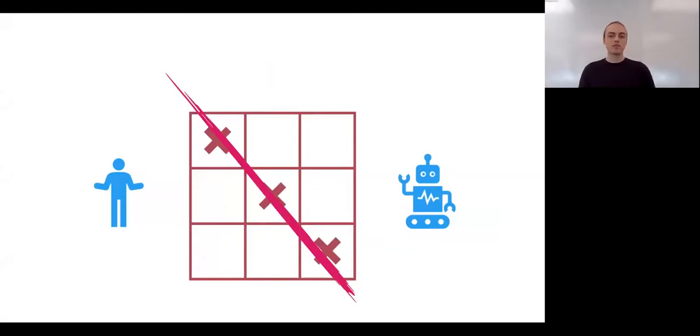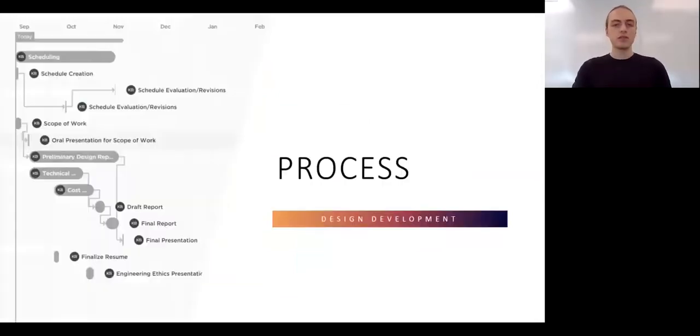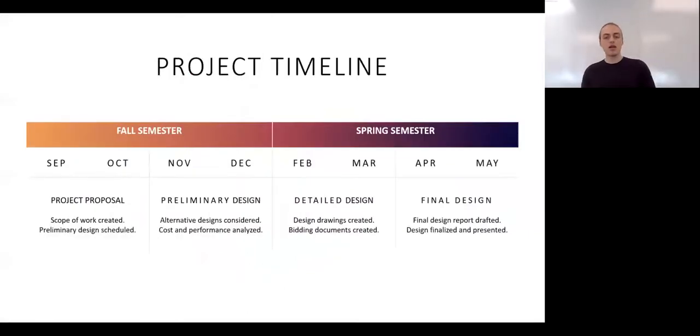I chose this project because it combined my interests in mechanical and electrical engineering, as well as computer vision and artificial intelligence. I worked on this project as part of the engineering senior design class, and one of the goals of the class is that students really get to experience the whole engineering design process. So this timeline illustrates some of the major design phases of the project that we worked through.